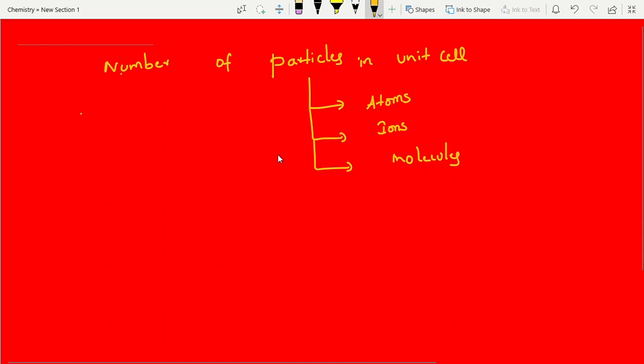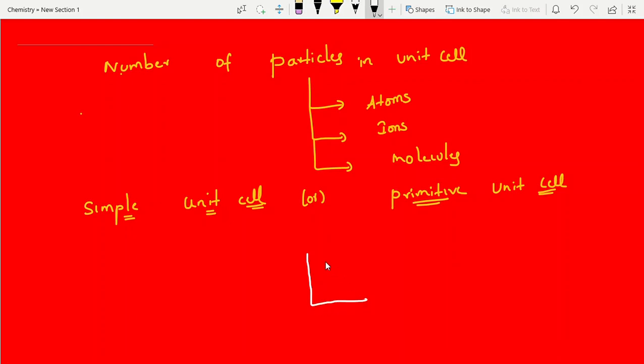Now I am going to discuss number of particles in a unit cell. First, I am going to discuss the simple unit cell, also called primitive. In the previous video, I explained what a primitive unit cell is: particles occupied only at corners. Already I had given a detailed explanation. Please go through part 1 and part 2 and then come back to part 3.